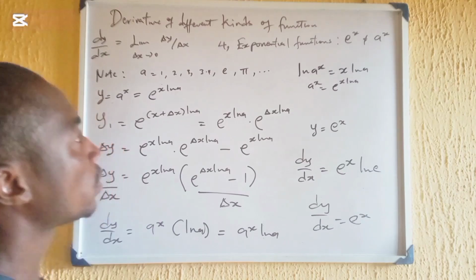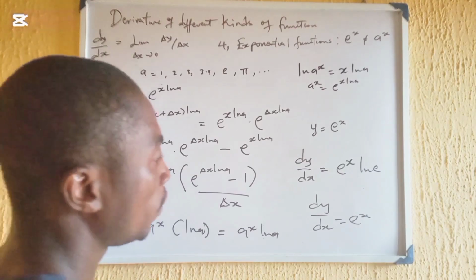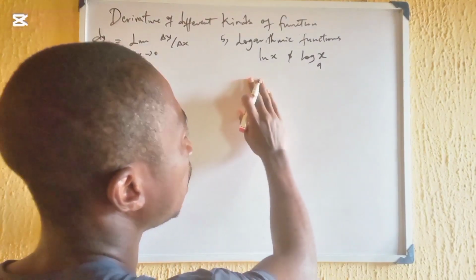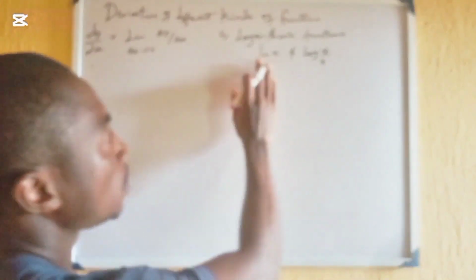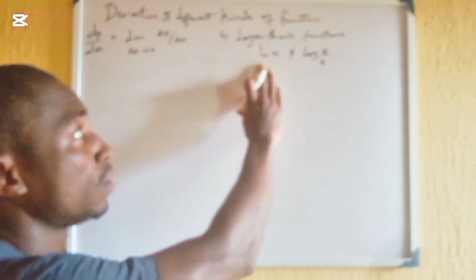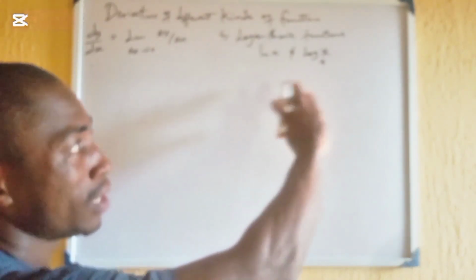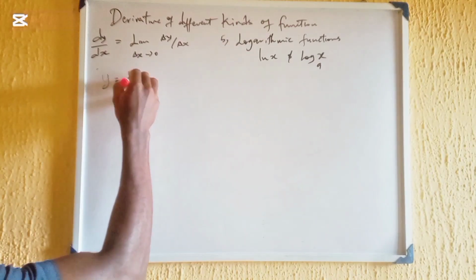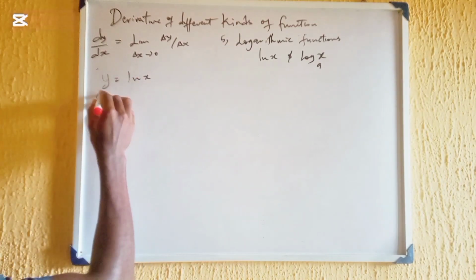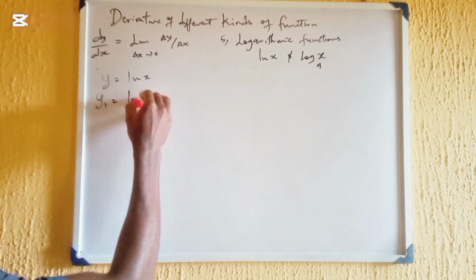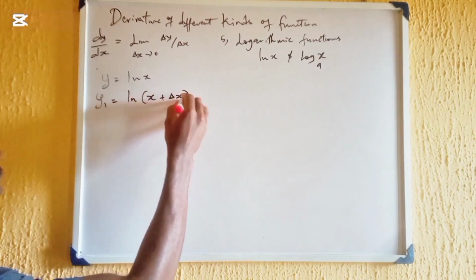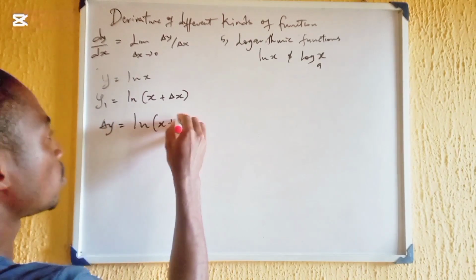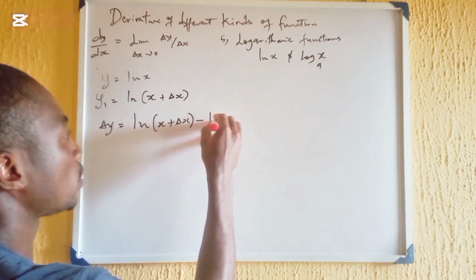That takes us to the next thing, that's derivative of logarithmic functions. For logarithmic functions, we'll have ln x and log x base a. So this is written as log x base e, but this is log x base a. a is any number. So we want to look at ln x first. That's y equal to ln x. It implies that y1 is equal to ln of x plus change in x. Then change in y is equal to ln of x plus change in x minus ln x.